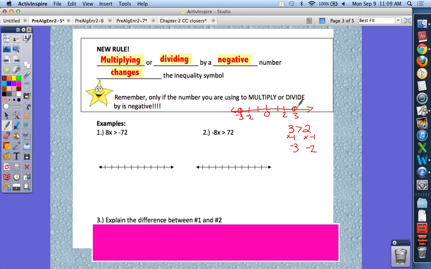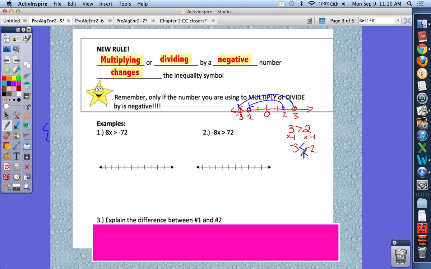So I have these two new points. What inequality symbol would have to be right in between there to make sense? Which one's larger, guys, -2 or -3? -2. So actually, 3 is greater than 2, but -3 is less than -2. When you multiply by a negative, anytime you multiply by a negative number, it flips the sign of that number. Guess what? You also have to flip the inequality symbol, okay, to keep it making sense, to keep it the same.